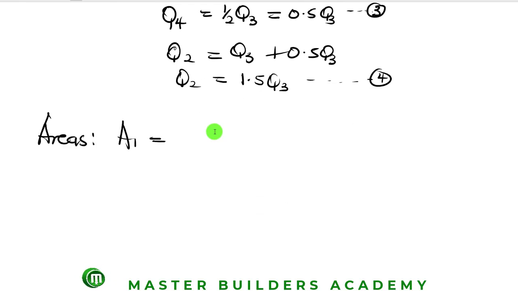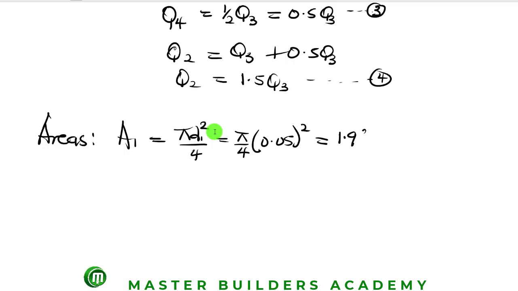Area 1 will give us πd²/4, and then we have π/4 multiplied by 0.05 squared. So this is what we have. If we multiply this and solve for the area, we'll have 1.963 times 10 raised to the power of -3 meter squared. All right, so we are done with area 1.